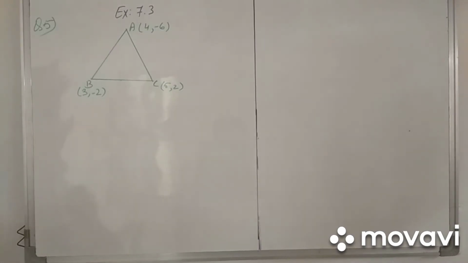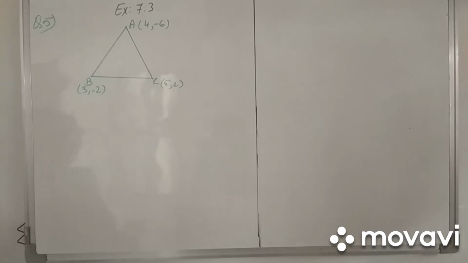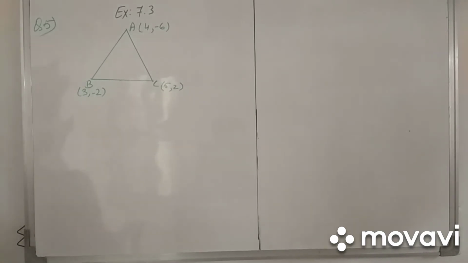Now let's do question number 5. You have studied in class 9 that a median of a triangle divides it into two triangles of equal areas. Verify this result for a triangle ABC whose vertices are given here in the figure.